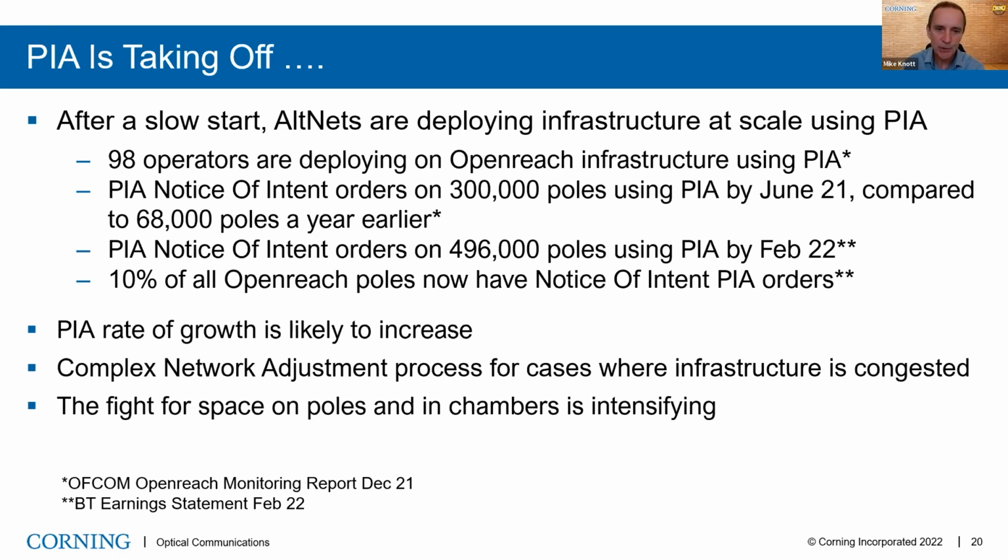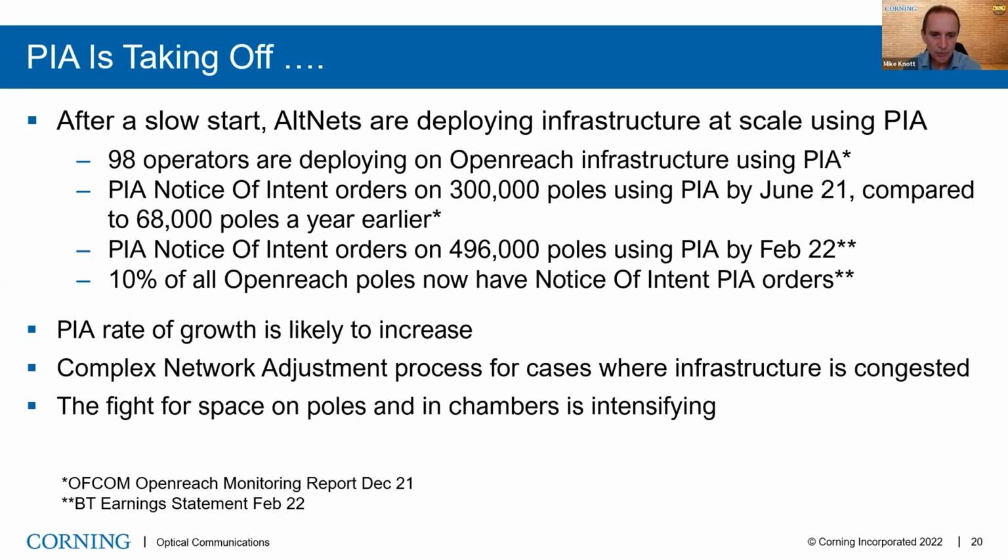Every time PIA happens, the AltNet has to give a notice of intent order, letting Openreach know that the operator wants to use their infrastructure. There were notice of intent orders on 300,000 poles in June 21 and 496,000 poles by February 22. So you can see there's a huge rate of increase, and according to my calculations, about 10% of Openreach poles now have notice of intent PIA orders on them. That rate of growth is likely to increase as the AltNets increase their build.